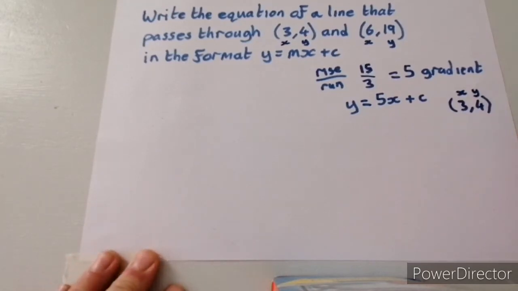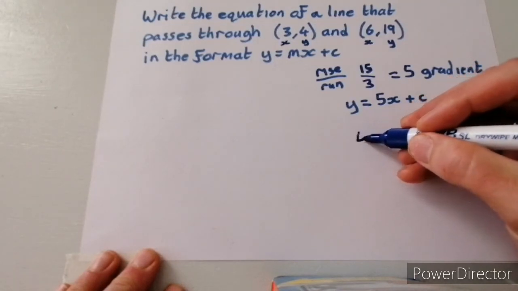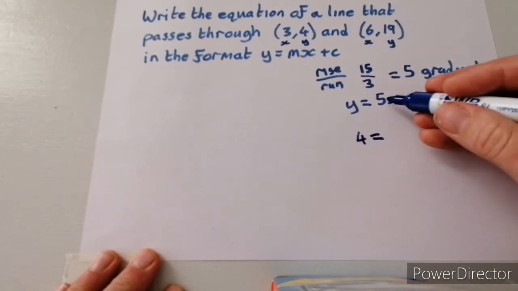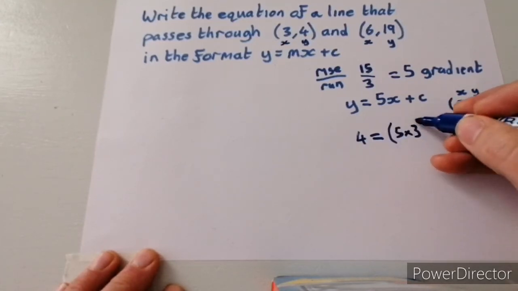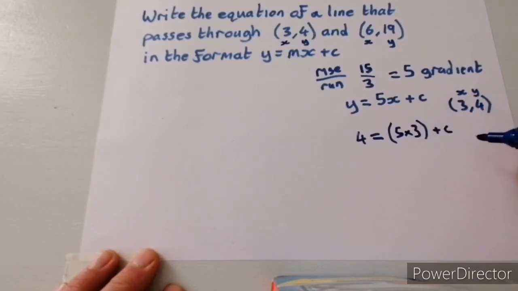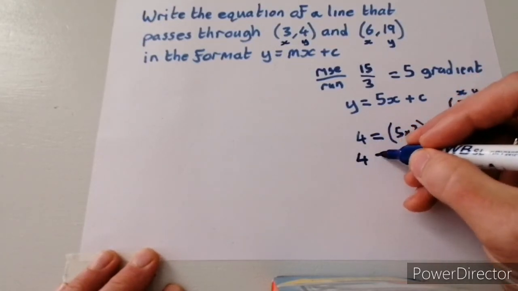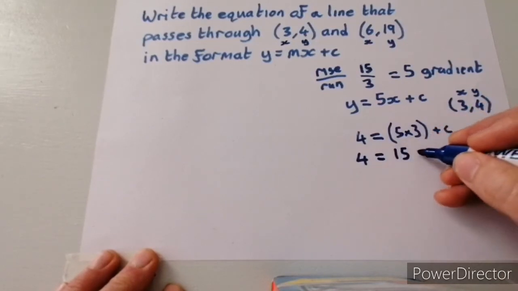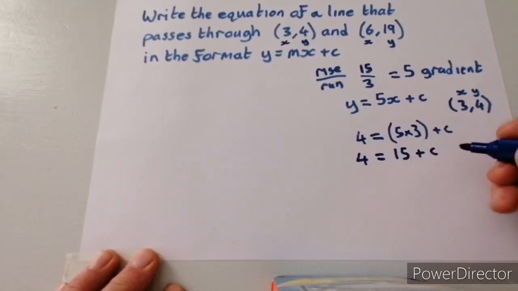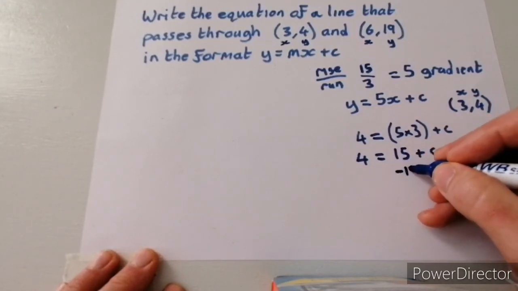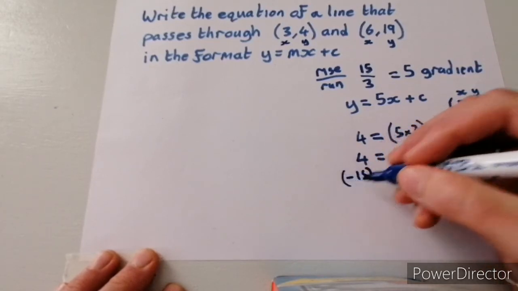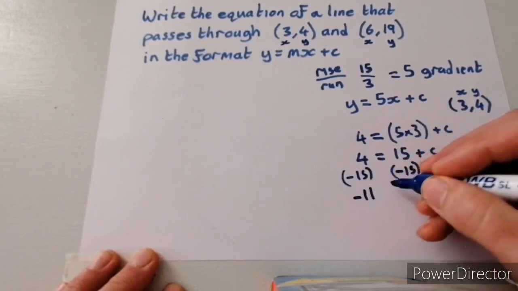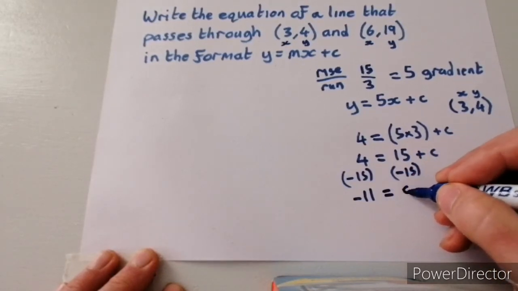So we're now going to put these values into our formula. So y is 4, so it's 4 equals, and then it's 5 times x, so 5 times 3 plus c. Okay, so 4 equals 15 plus c. How do we get c to be on its own? We're going to subtract 15 from this side. And if we subtract 15 from that side, we have to do exactly the same on the other side. So minus 11 equals c.